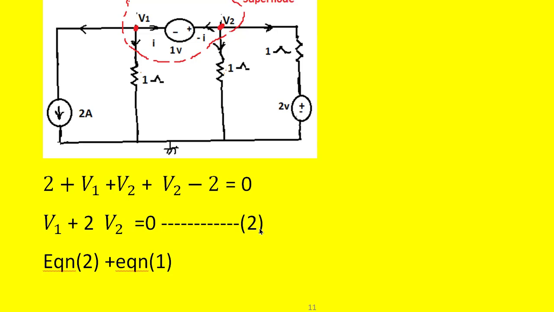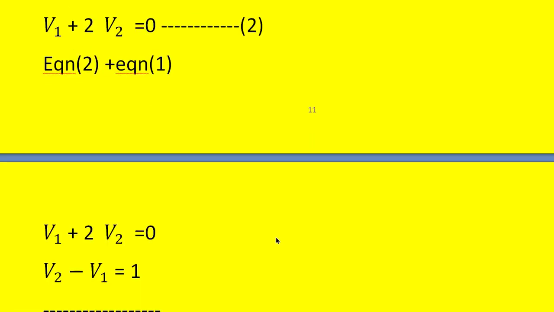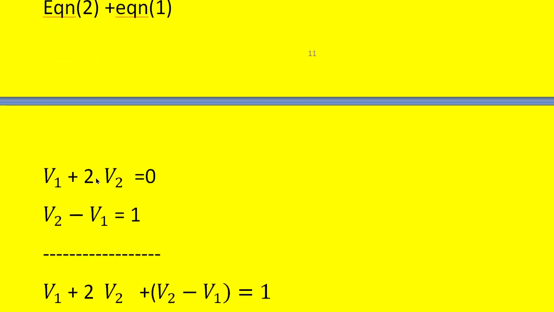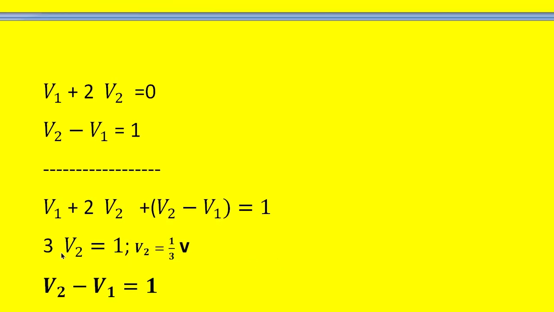So we know the first equation and we know the second equation. Add the second equation to the first equation, then we get like this. The second equation is V1 plus 2V2 is equal to 0, whereas equation 1 is V2 minus V1 is equal to 1. Once we add these two equations, we get V1 plus 2V2 plus V2 minus V1 is equal to 1. Once we simplify this, we get 3V2 is equal to 1. So from this, we get V2 is equal to 1/3 volts.